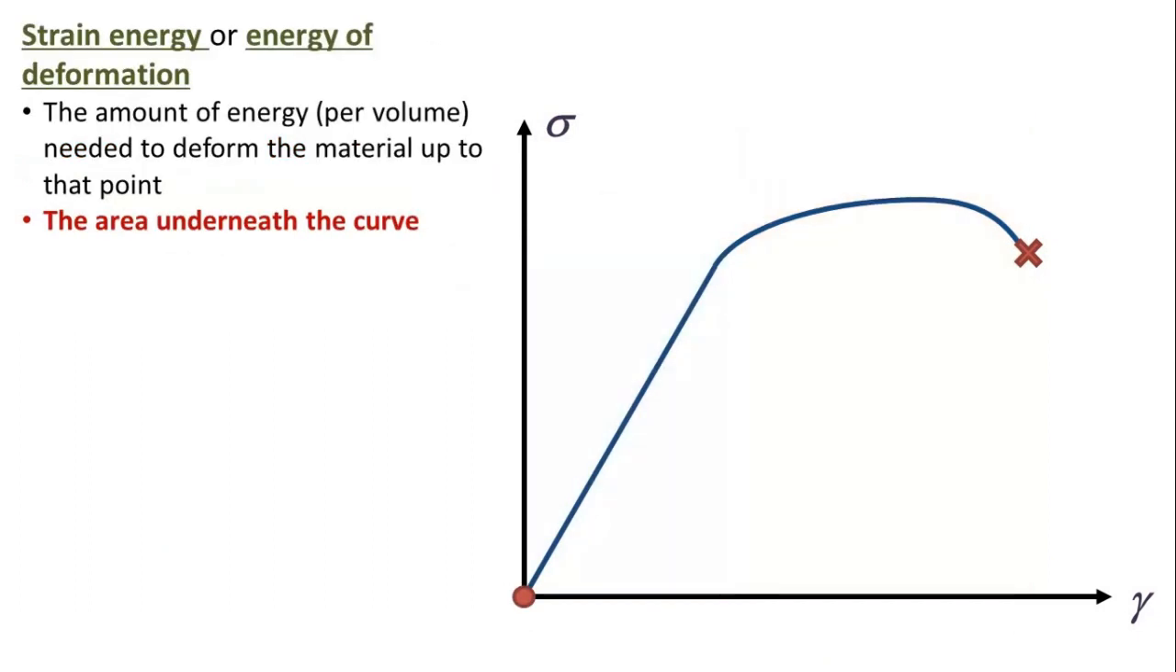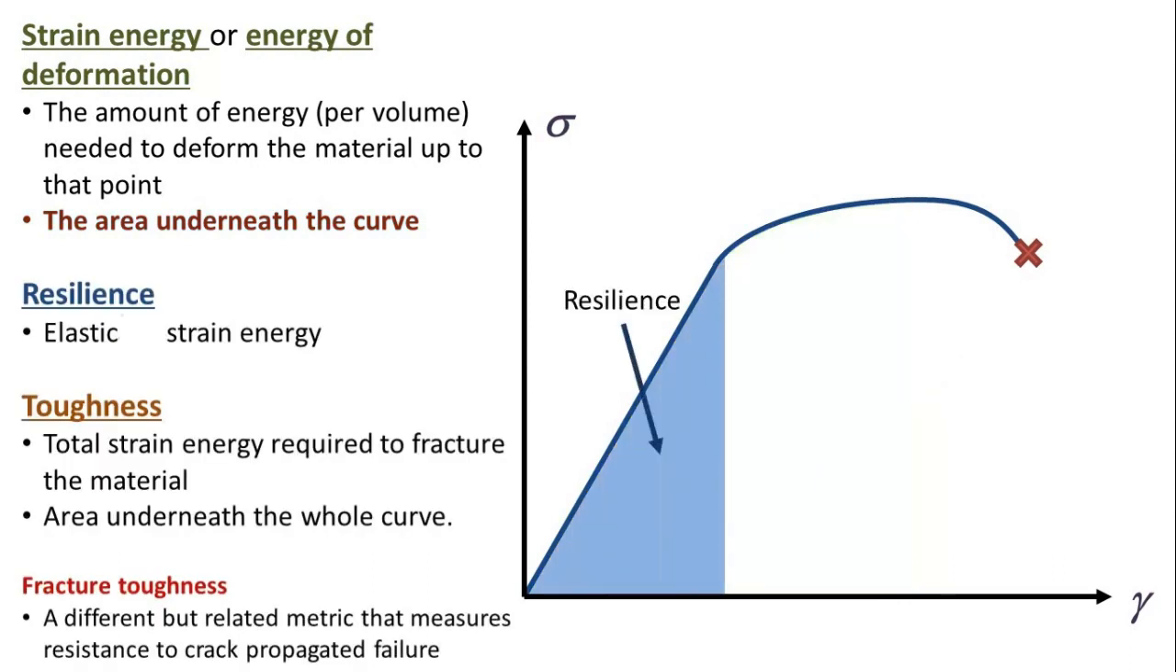The area underneath the curve measures the strain energy, or energy of deformation, the amount of energy per volume needed to deform the material up to that point. Resilience is the stored elastic strain energy at the yield strength, calculated from the area underneath the elastic portion of the curve. Toughness is the total strain energy required to rupture the material, calculated from the area underneath the whole curve. Note that a brittle material may require a substantial initial force to break, but it doesn't absorb much energy when it fractures. It has low toughness.